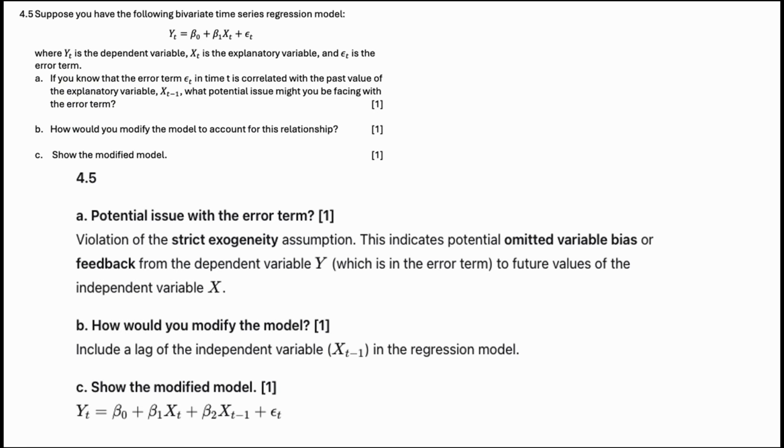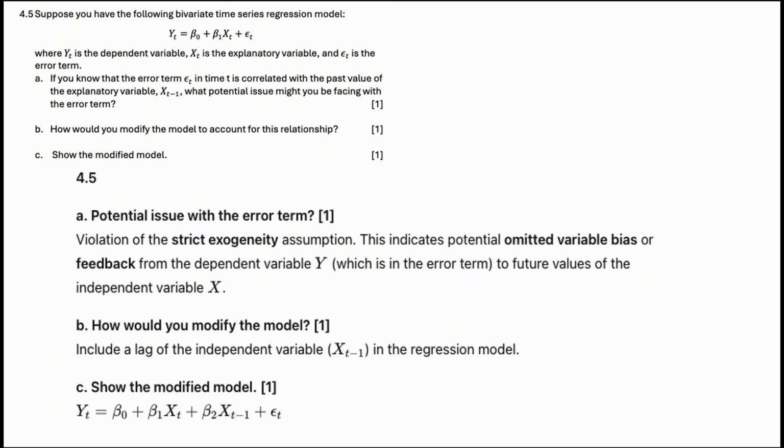Suppose you have the following bivariate time series regression model. Literally, we've had this problem before, so it violates the strict exogeneity assumption. So we could have potential omitted variable bias or feedback from the dependent variable y, which is in the error term, to future values of the independent variable x. How would we modify it? Include a lag of the independent variable, and then there's the modified model.